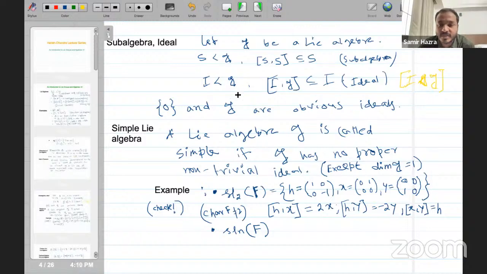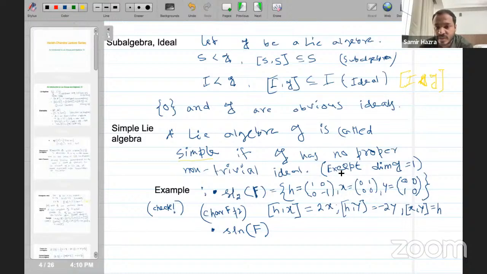Also, for some Lie algebras, there may not be any proper ideal. Basically 0 and G are obviously ideals for all G, and if there are any other ideals, other than these two, then we call them proper ideals. So if a Lie algebra has no proper non-trivial ideal, then the Lie algebra is called simple. Examples can be given, like SL2(F), which has no proper ideal.